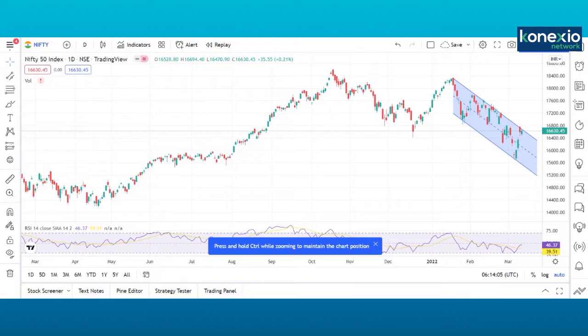So this was the most probable trend which we are expecting for next week. On the back of the Fed meeting, we feel that any dips should be used as a buying opportunity.